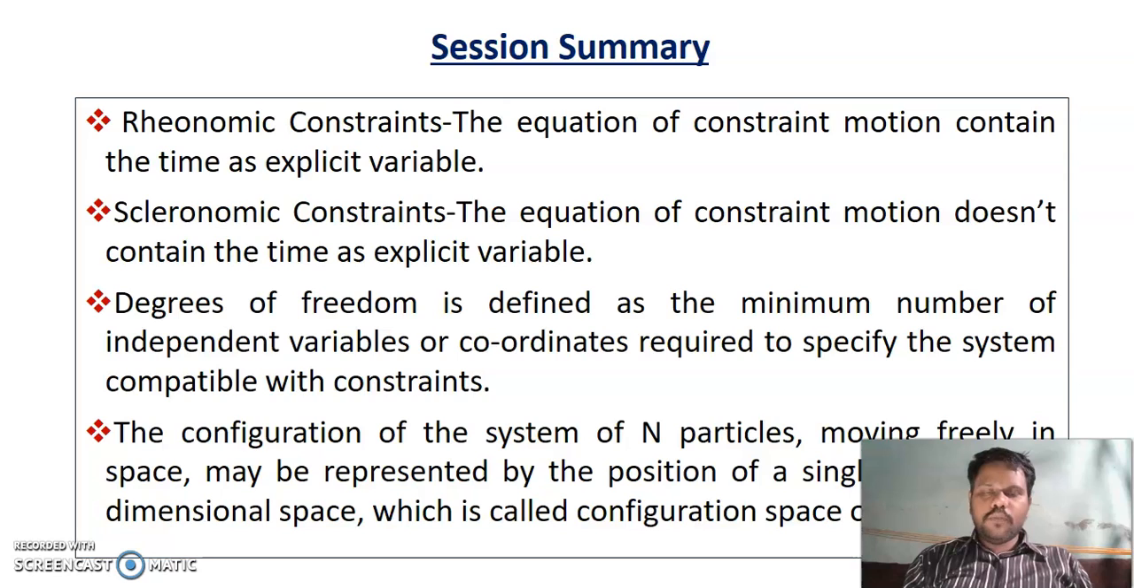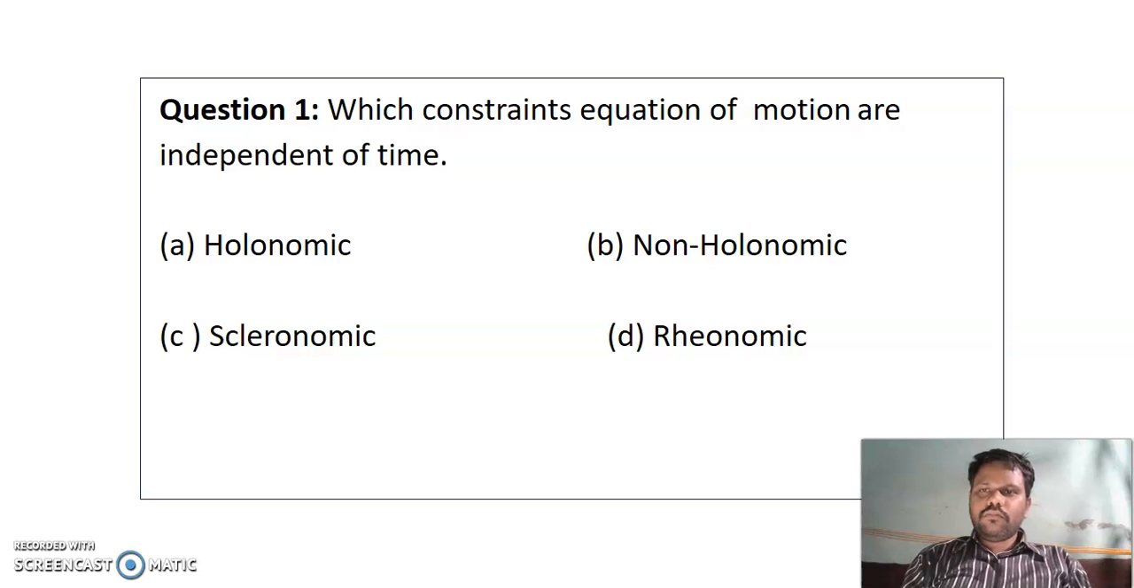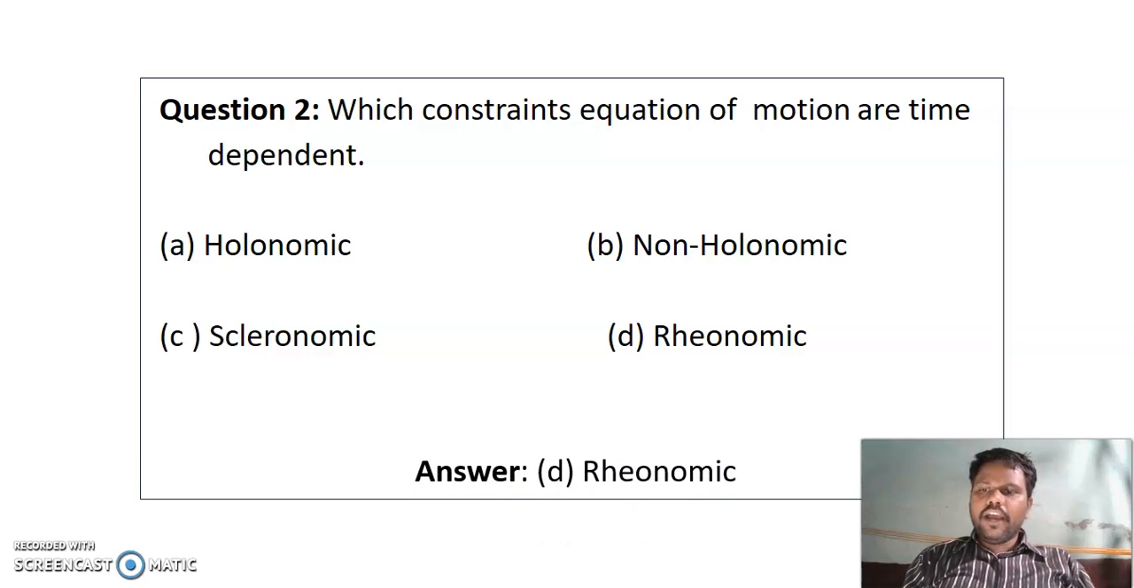Now we shall have a small MCQ session of this. Question number 1. Which constraint equation of motion is independent of time? Option A, holonomic. Option B, non-holonomic. C, scleronomic. D, rheonomic. The answer is scleronomic. Question 2. Which constraint equation of motion is time dependent? Answer is rheonomic.